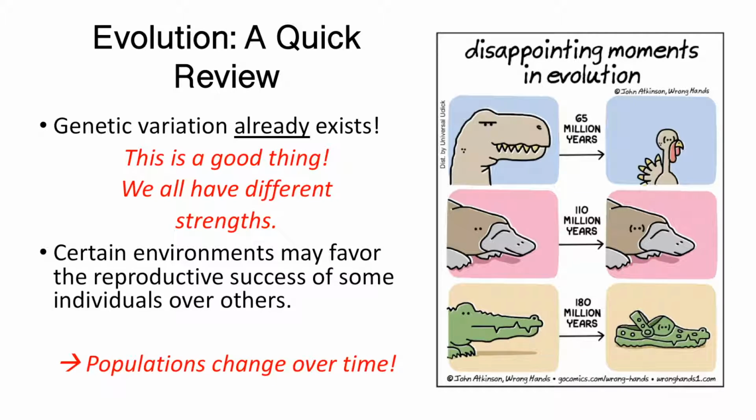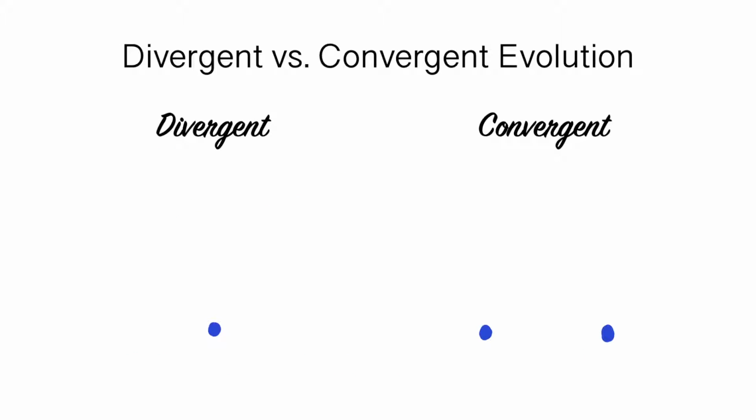And this leads us to our definition of evolution, which is that the frequency of alleles, or specific gene versions, can change over time in response to environmental pressure. We've also learned a little bit about divergent and convergent evolution.